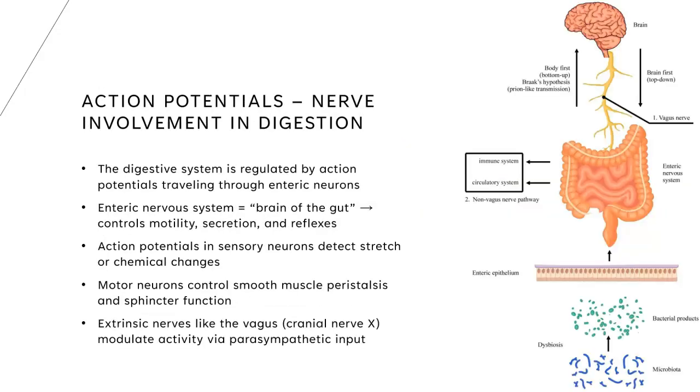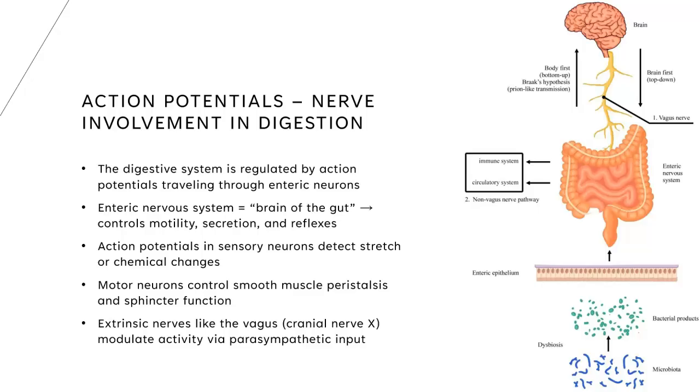Third point I want to make is action potentials, specifically nerve involvement in digestion. The digestive system is regulated by action potentials traveling through enteric neurons. Enteric nervous system is the brain of the gut. This controls motility, secretion, and reflexes.